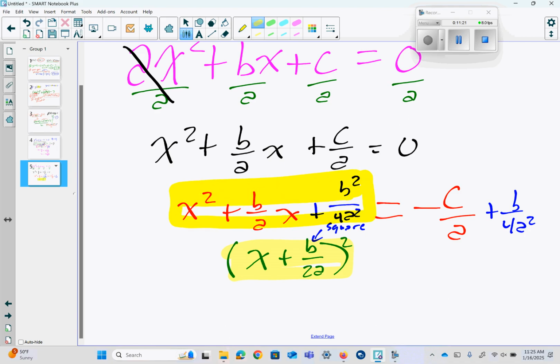Following so far what I'm doing? On the right, it's b squared, right? Yes it is. I just thank you for helping me out. That should be b squared.